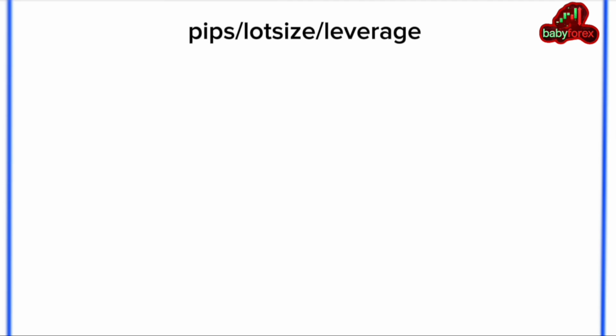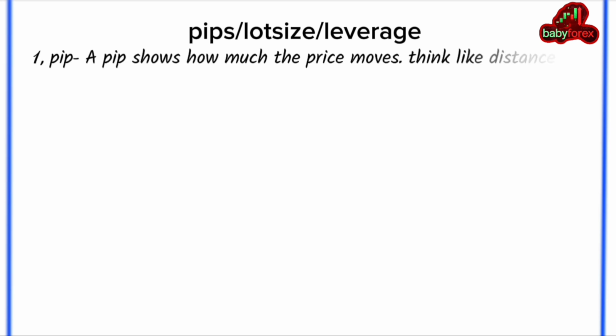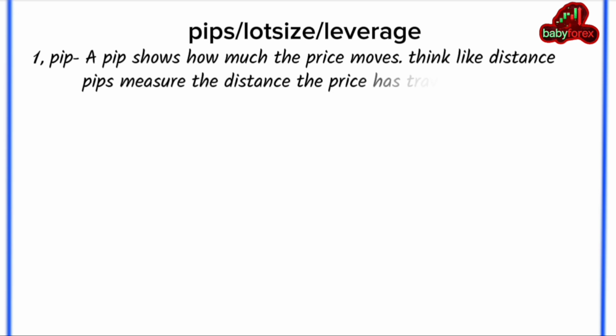Let's understand three very important Forex concepts: pips, lot size, and leverage. Think of them like distance, volume, and power. 1. What is a pip? Let's start with pips. A pip shows how much the price moves. Think of a pip like distance. If a price moves a little, that's a small distance. If it moves a lot, that's a long distance. So in Forex, pips measure the distance the price has traveled. More pips moved means more price movement.